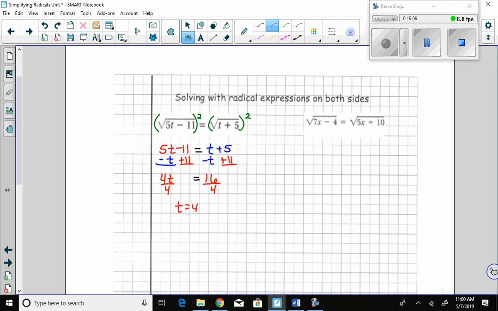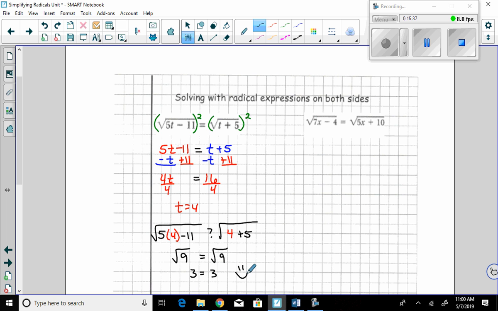Now let's check it before we go too far, right? 5 times 4 minus 11, and I've got to take the square root of that. Does that actually equal the square root of 4 plus 5 under the other radical? On this side, I get the square root of 9, and that equals the square root of 9, which is 3. So it works. I'm a happy camper.